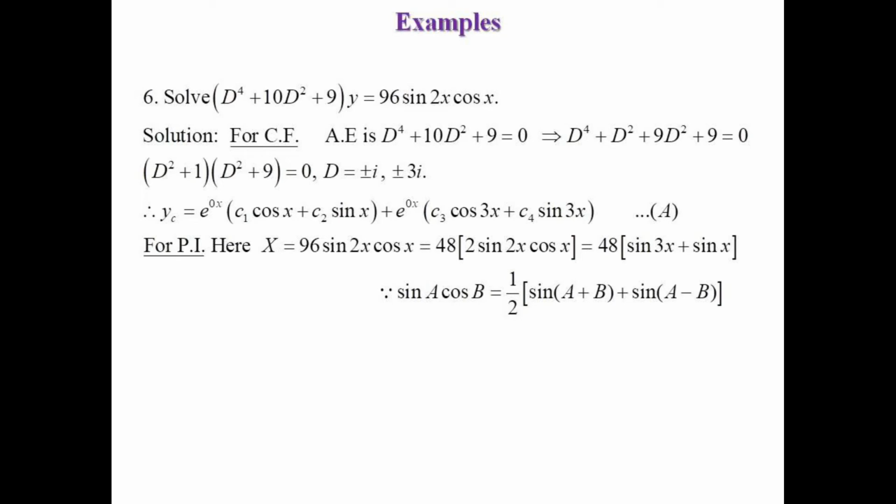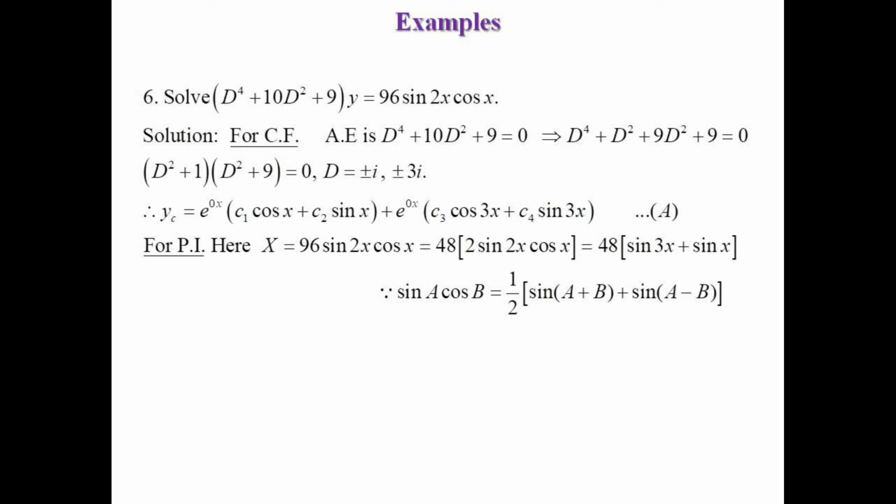So these roots are complex. As per the standard formula for obtaining the complementary function for complex roots, in both roots the value of alpha is 0, whereas beta for the first root is 1 and the beta value for the second root is 3.